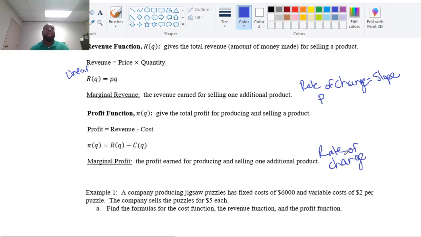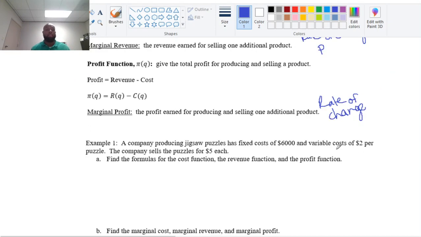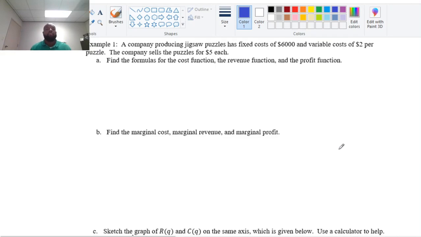Let's look at an example where we apply these concepts. Example 1: a company producing jigsaw puzzles has fixed costs of $6,000 and variable costs of $2 per puzzle. The company sells the puzzles for $5 each.